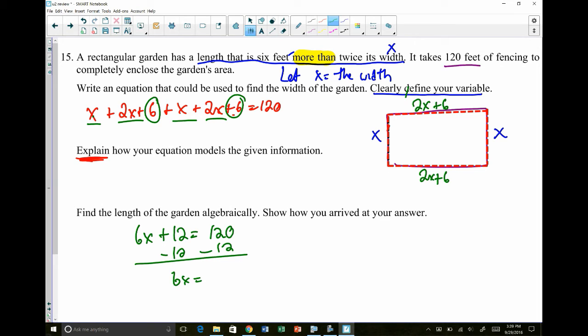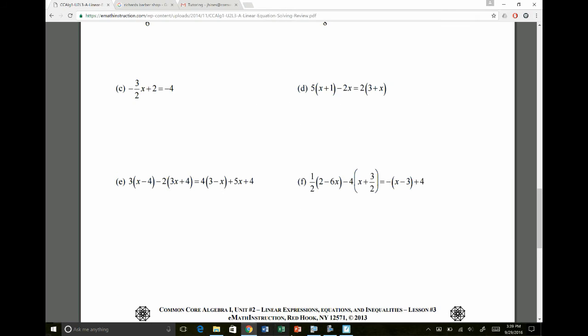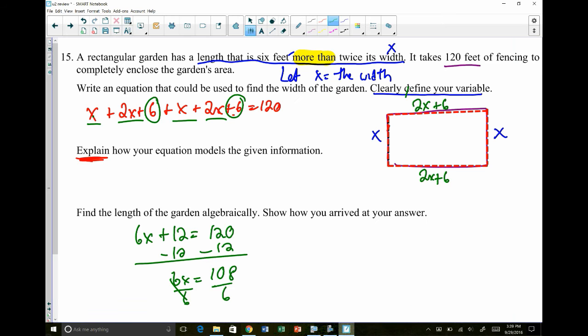6x equals 108 divided by 6. Don't guess, go to your calculator. 108 divided by 6 is better known as 18. So that's not where I want to go. X equals 18. X equals 18 is x, but am I actually answering the question? Kirk wants us to find the length of the garden. That's the width. X is the width. That's why I have to find my variable.